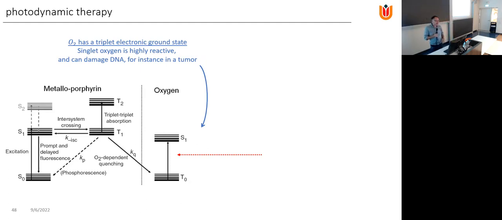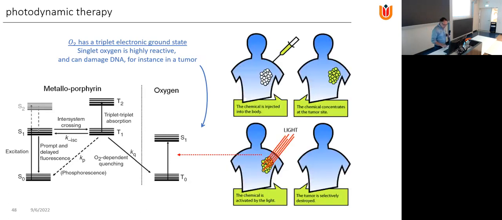The singlet excited state of oxygen is pretty reactive, so it will bind, for example, to DNA molecules, and it is actually able to break these DNA molecules. Based on that, this so-called photodynamic therapy is devised. What happens is you inject a chemical into the body. The chemical will be this metallic porphyrin, for example. That chemical hopefully accumulates at the tumor site.